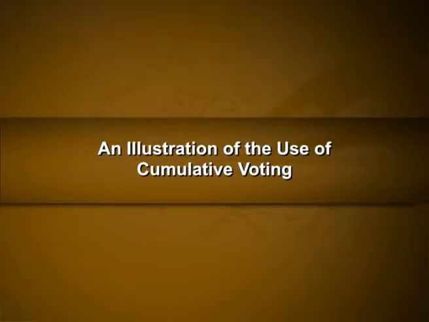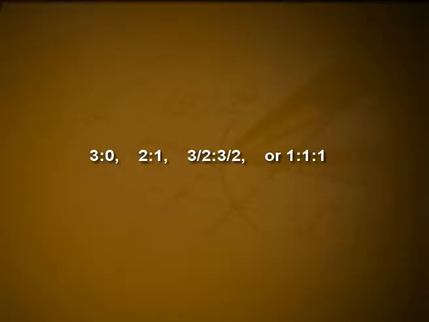An illustration of the use of cumulative voting. Cumulative voting is used in Illinois to elect representatives to the Illinois General Assembly. Each party may run a slate of 1, 2 or 3 candidates with 3 to be elected in each district. Each voter has 3 votes that he may distribute 3:0, 2:1, or 1:1:1 among 3 candidates.